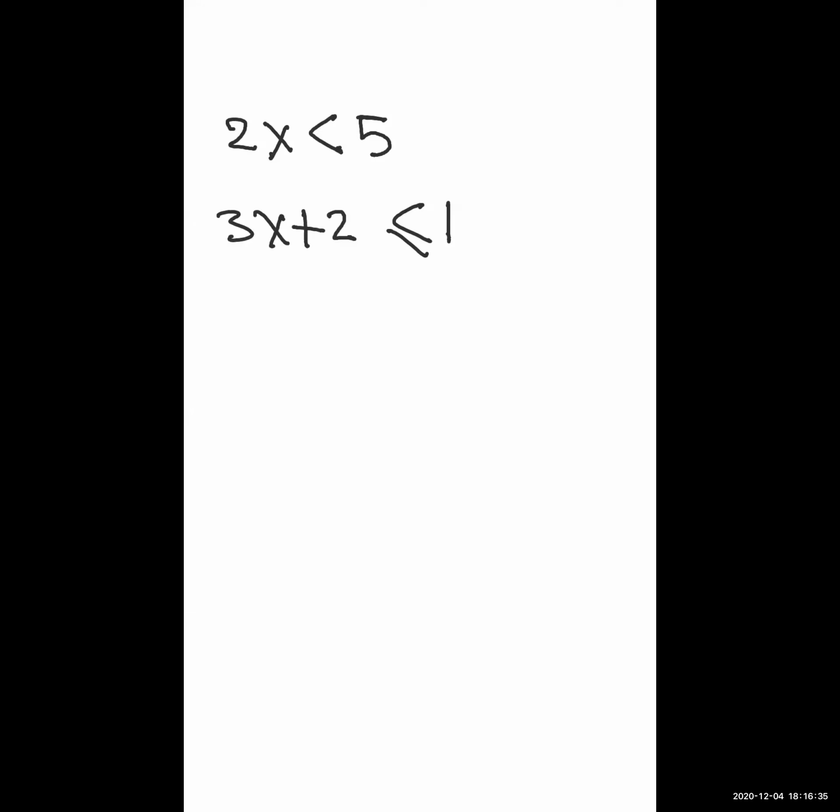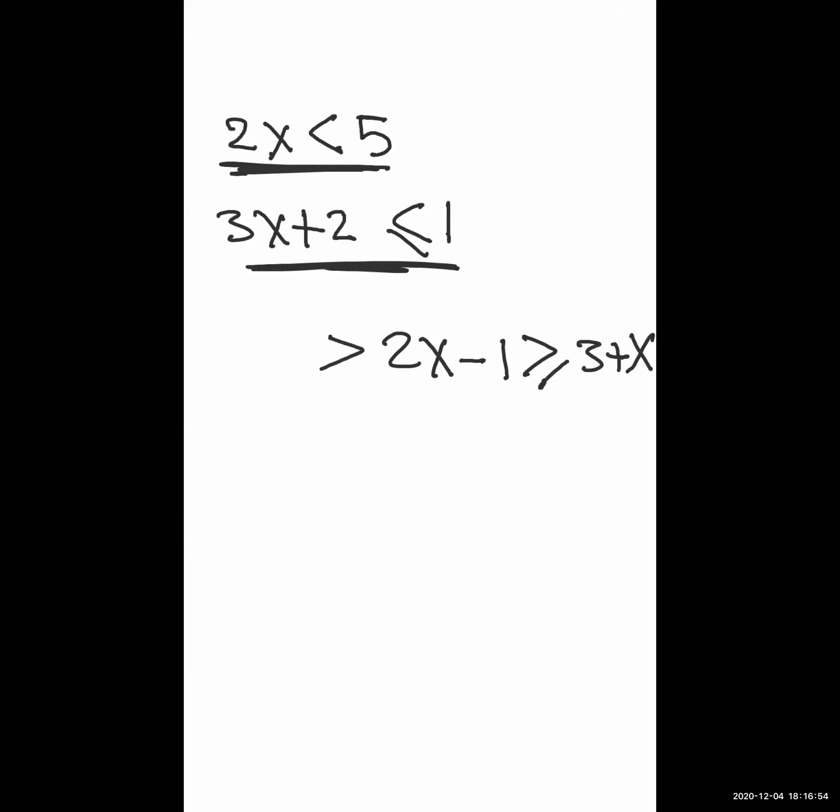Okay, let's continue. We said that inequalities like 2x less than 5, or 3x plus 2 less than or equal 5, or maybe 2x minus 1 is greater than or equal 3 plus x and less than 5 plus x, like this. So this means how to solve the inequalities. Let me show you first a simple example of how to solve this one.